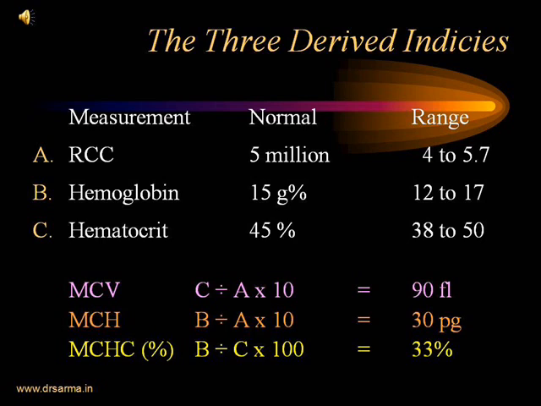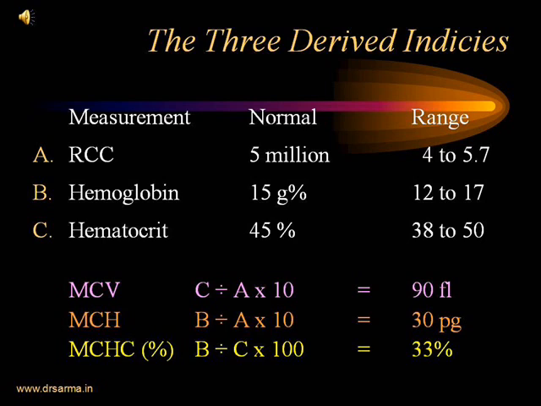In this given example, hematocrit is 45. 45 divided by 5 is equal to 9. That multiplied by 10 is equal to 90. It is expressed in femtoliters. MCV is a very important measure to know whether the patient has got microcytic anemia or macrocytic anemia. This is a fundamental derived unit or derived index.